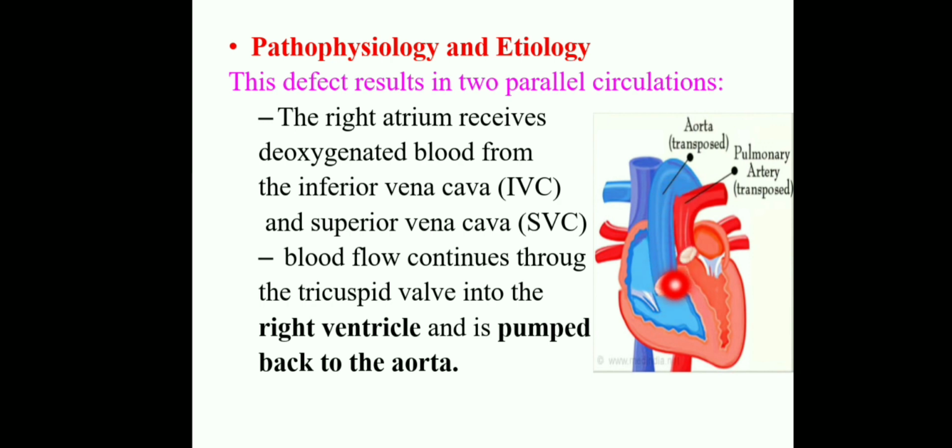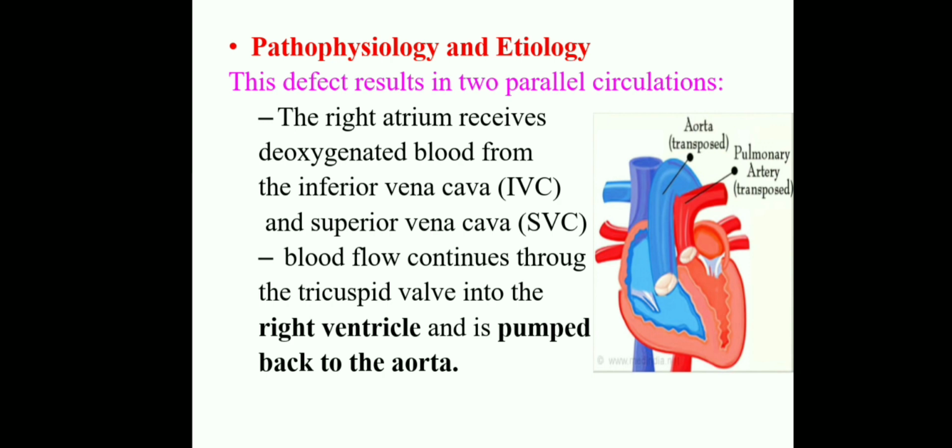But in this condition, what happened? The right ventricle is pumped back to the aorta. But here it may go to the aorta. This is the aorta. Okay, this process is starting. So this is the systemic circulation. This is the pulmonary circulation.